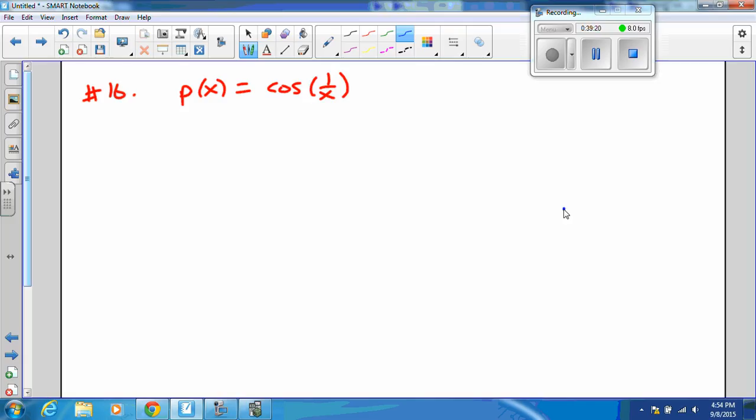So I'm going to reason like this. First of all, the domain is all possible real numbers except for excluded values. Are there any excluded values? I look at the inside right here, and I see that x cannot be 0. Other than that, we're good.